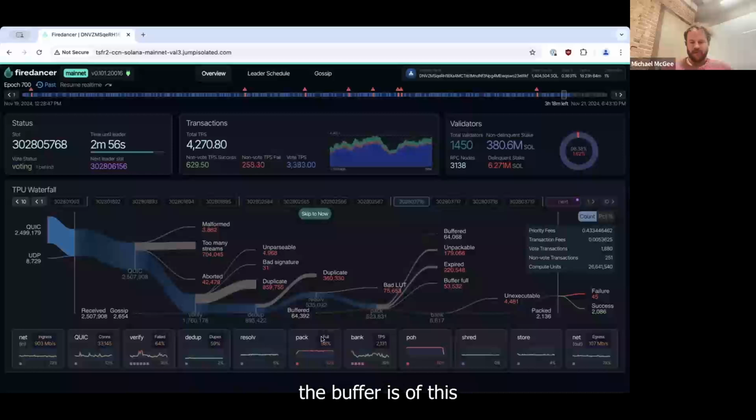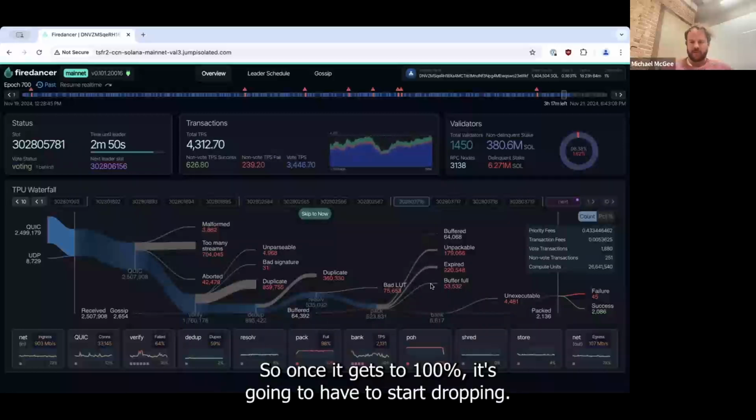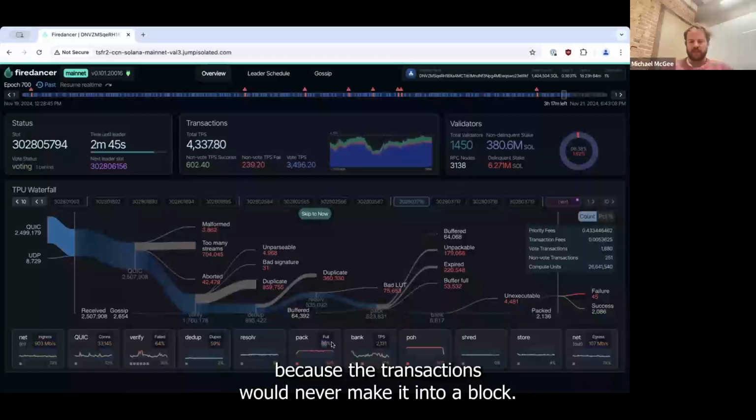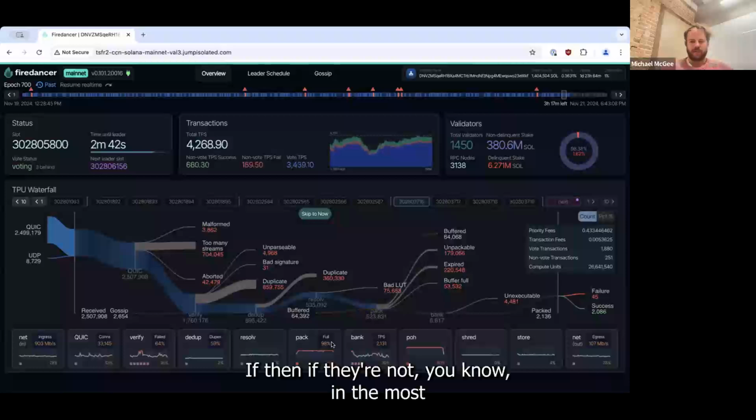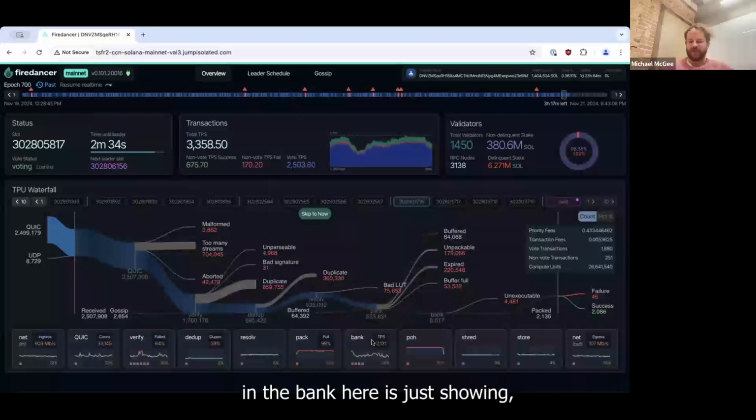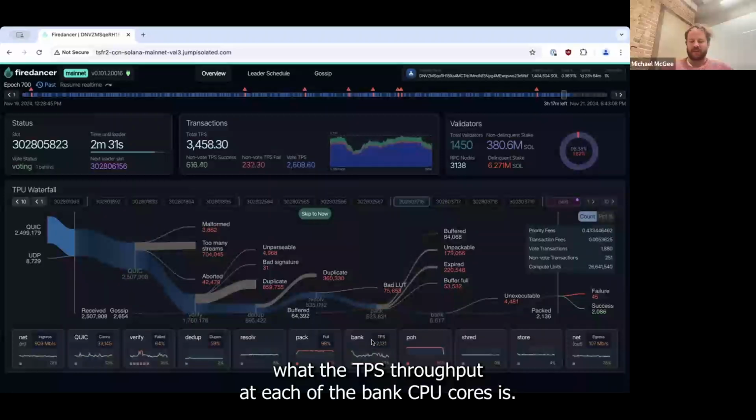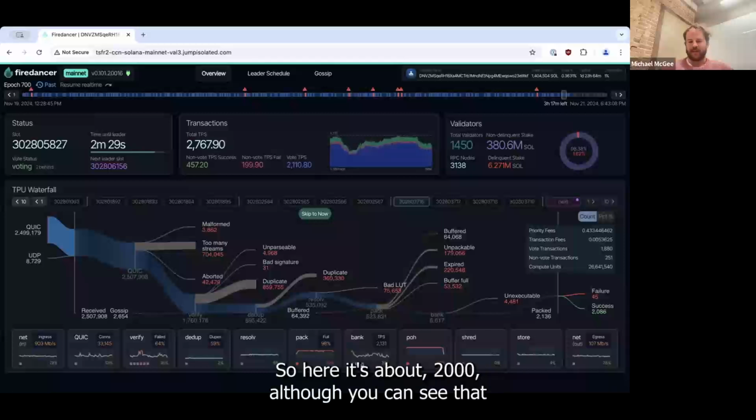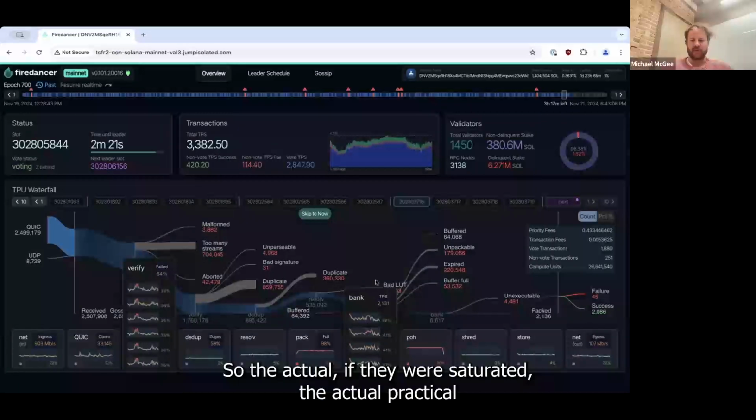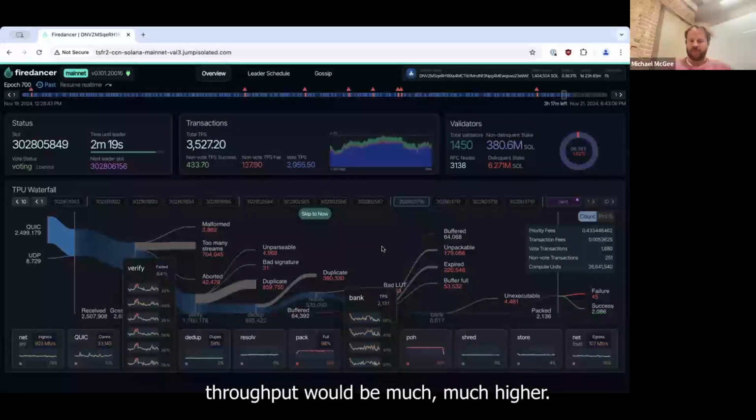Pack full is how full the buffer is of this packing system. So once it gets to 100%, it's going to have to start dropping. But again, the dropping doesn't matter very much here because the transactions would never make it into a block if they're not in the top 65,000 most valuable transactions at this point. And the bank here is just showing what the TPS throughput of each of the bank's CPU cores is. So here it's about 2,000, although you can see that the banks are not very busy. If they were saturated, the actual practical throughput would be much, much higher.